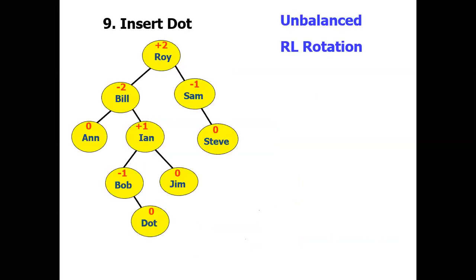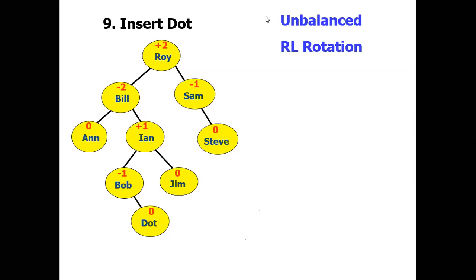Let's add another node, Don. We have Don and some nodes are not balanced. This node is not balanced and that node is not balanced. And the first one we're going to fix is the one that is closer to the child node. So then what can we do?